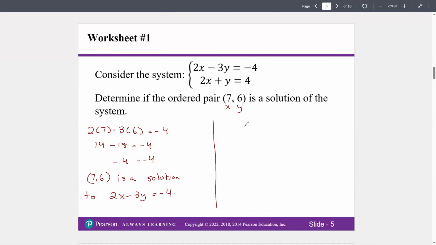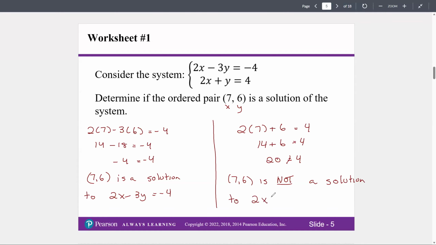Now, is it a solution to 2x plus y? So we have 2 times 7 plus y, which is my 6, equals 4. I think pretty easily we can see this is going to be a problem, because 14 plus 6 is supposed to equal 4, and we get 20 equals 4. So (7, 6) is not a solution to 2x plus y equals 4. Since this is not a solution to one of my equations, (7, 6) is not a solution to the system of equations.